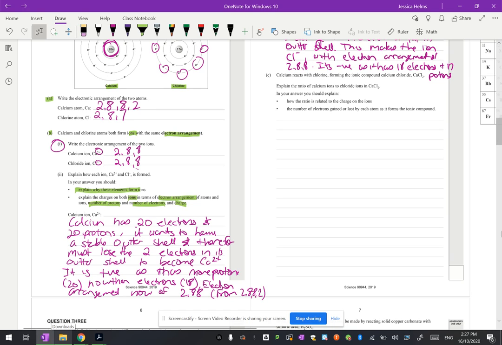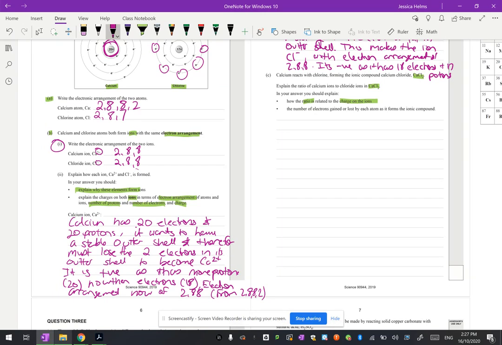Okay, so question 2, part C is another excellence question. And it asks, so it says calcium reacts with chlorine and forms the ionic compound calcium chloride. Explain the ratio of calcium ions to chloride ions in calcium chloride. And in your answer, you should explain how the ratio is related to the charge and the number of electrons gained or lost by each atom as it forms the ionic compound.